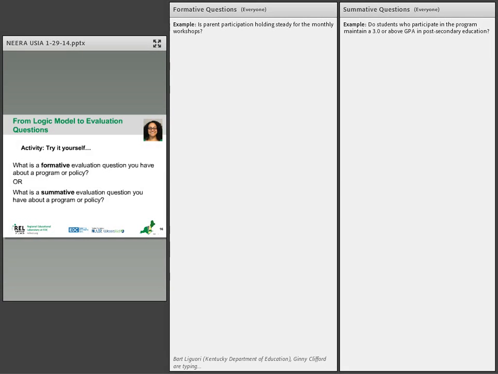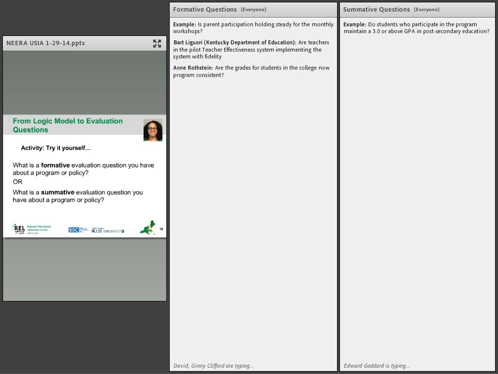Think about your own program or policy, because we want to try to make this as relevant as possible, and what a formative question would be. Again, this is thinking about your strategies and activities and outputs. And then also thinking about summative questions, so thinking about what would be your results or outcomes.